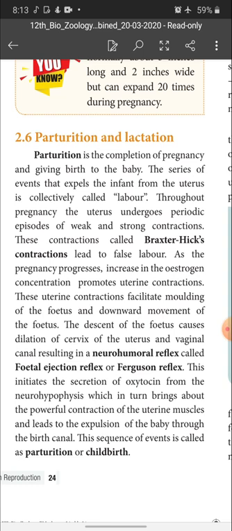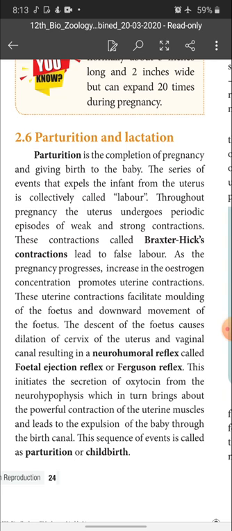Braxton-Hicks contraction, which leads to false labor. See, throughout the pregnancy, the uterus undergoes periodic episodes of weak and strong contraction. These contractions are called Braxton-Hicks contractions and lead to false labor. That is, false pain will be there. This is a two-mark question: what is called Braxton-Hicks contraction.